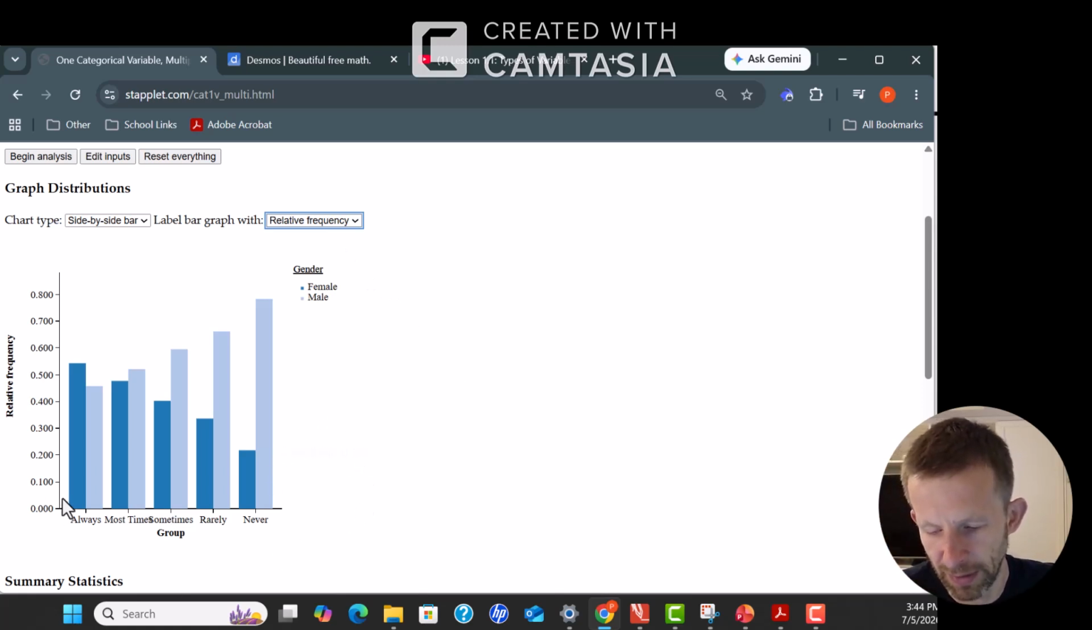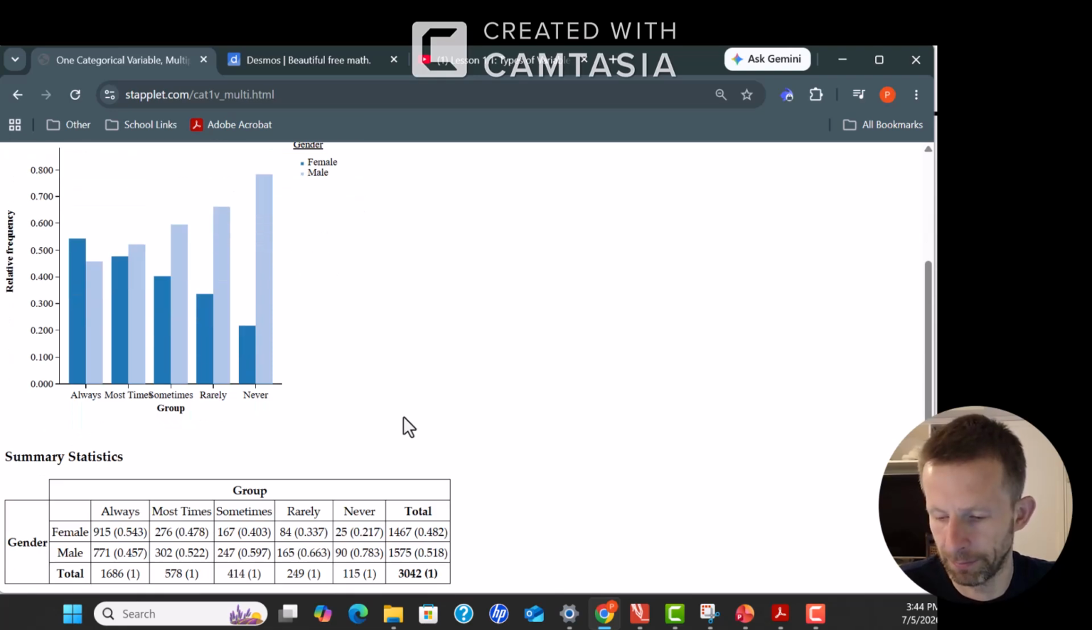So for relative frequencies, these two things add up to 100. You can see, overwhelmingly, out of all the people who never wear a seatbelt, there's essentially 4-to-1 males to females in terms of people that don't wear seatbelts. And for every category other than always, basically, males don't wear seatbelts much more frequently than females do.